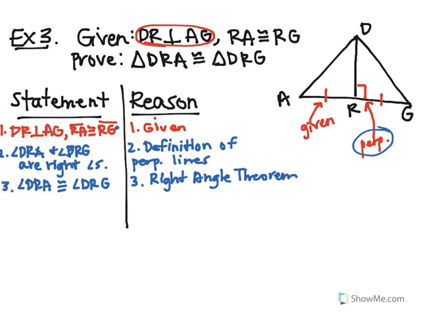Looking back at my picture, all I need to do is figure out what else I can prove in the triangles that is congruent. The only thing that I know for sure is congruent is this middle line, because it is shared between both triangles. So I can write for 4 that DR is congruent to DR. And if you remember from example 1, it's just called the reflexive property.